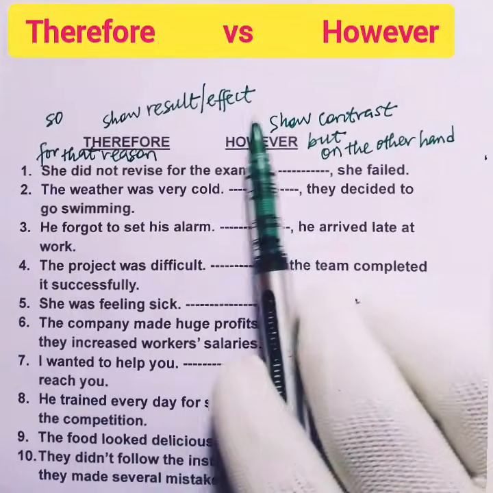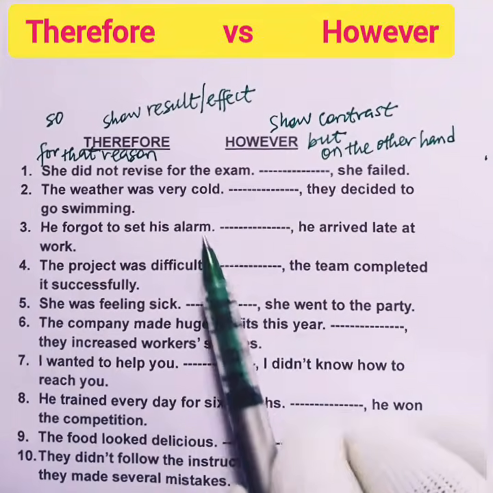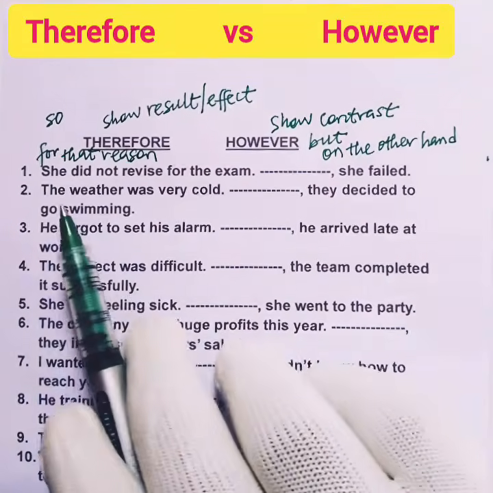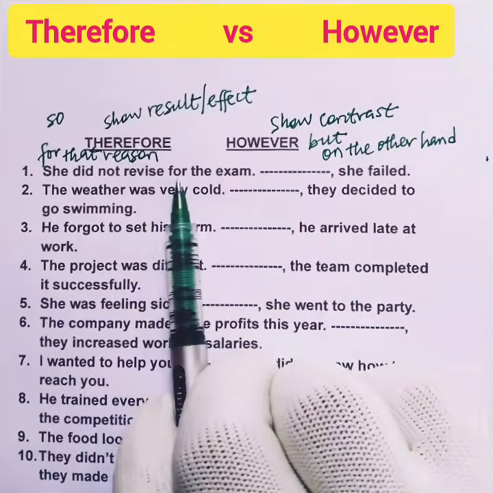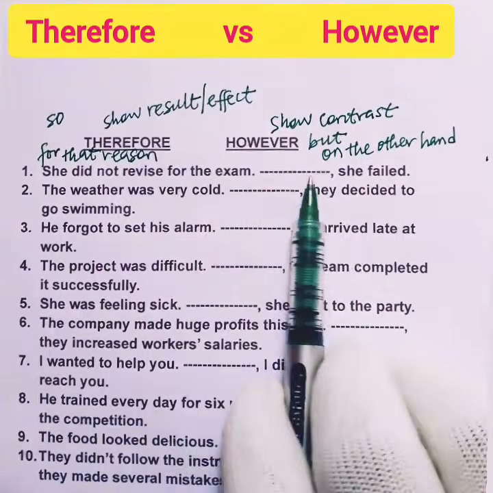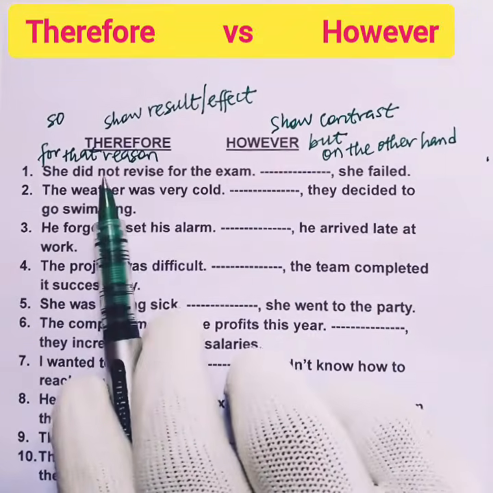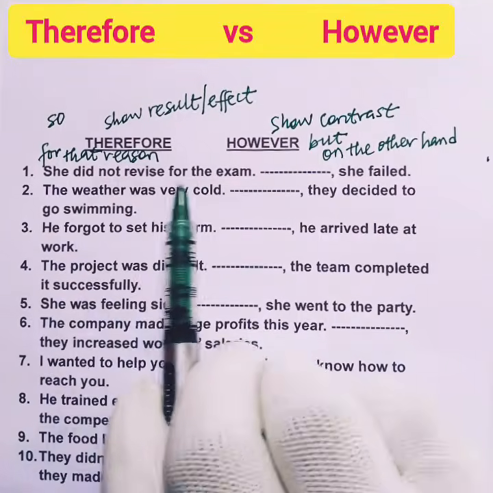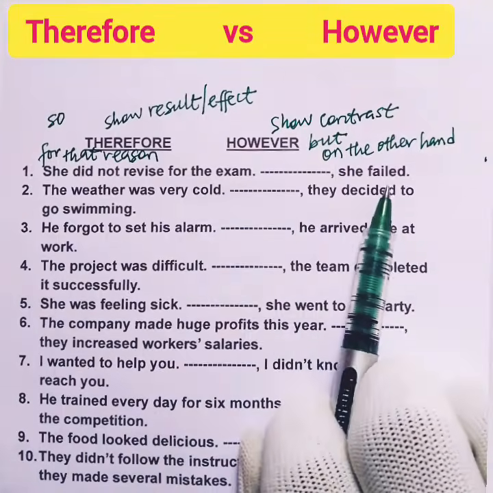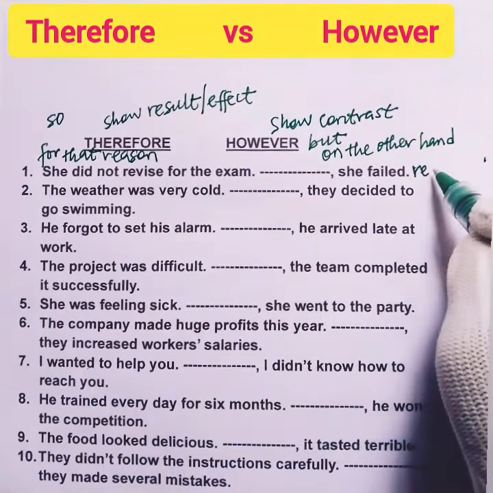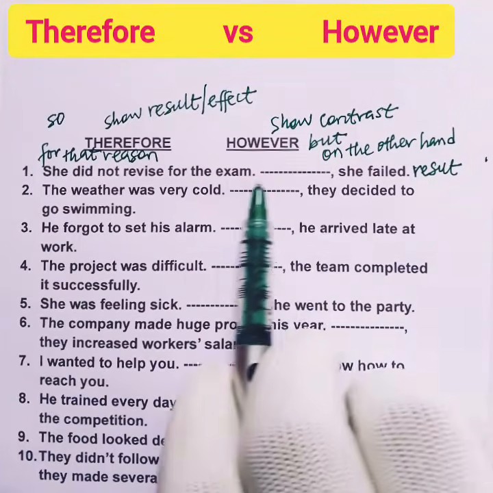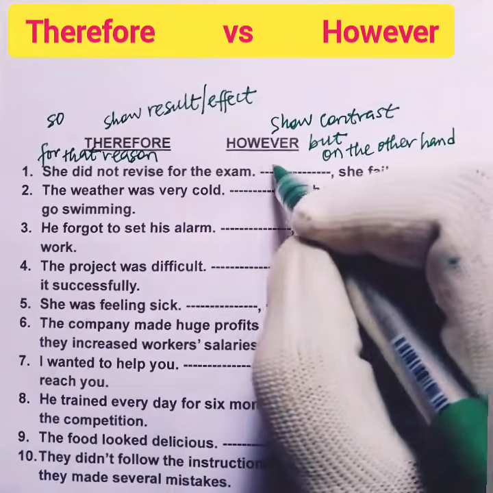Now, with this information, let's answer these questions. As we do so, you will get clearer understanding. Okay? 1. She did not revise for the exam. Blank. She failed. Here, the second sentence shows the result or effect of the first one. The person did not revise, and the result is that she failed. So this sentence is about result. So the correct word to use when the second sentence shows result is therefore.